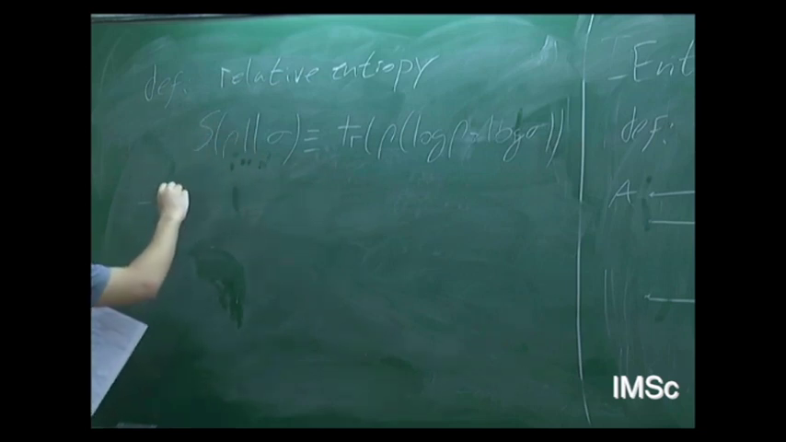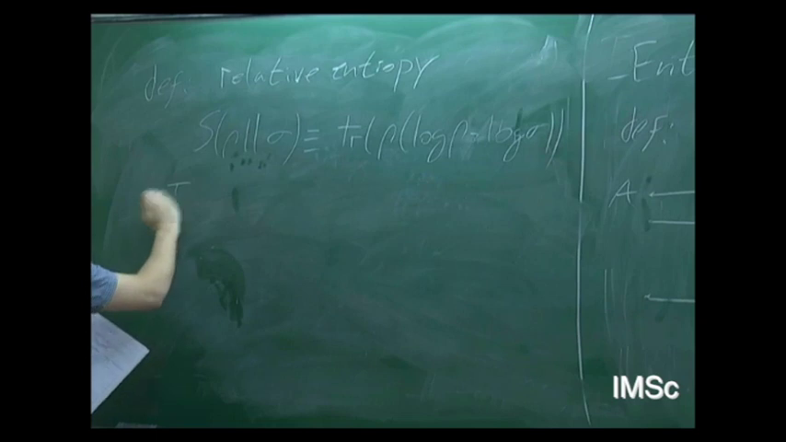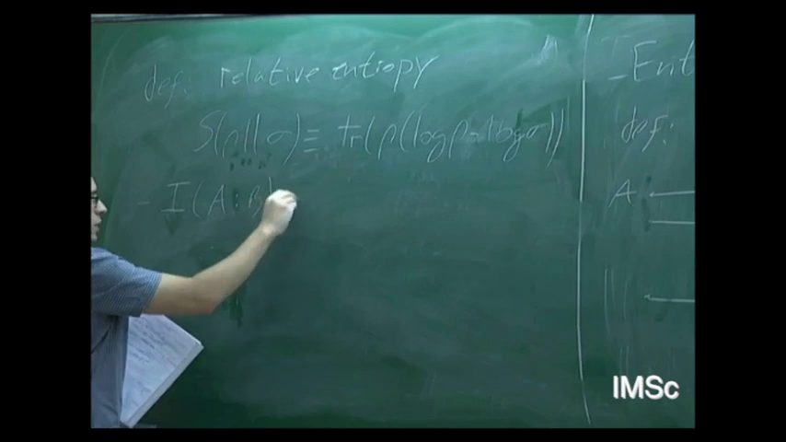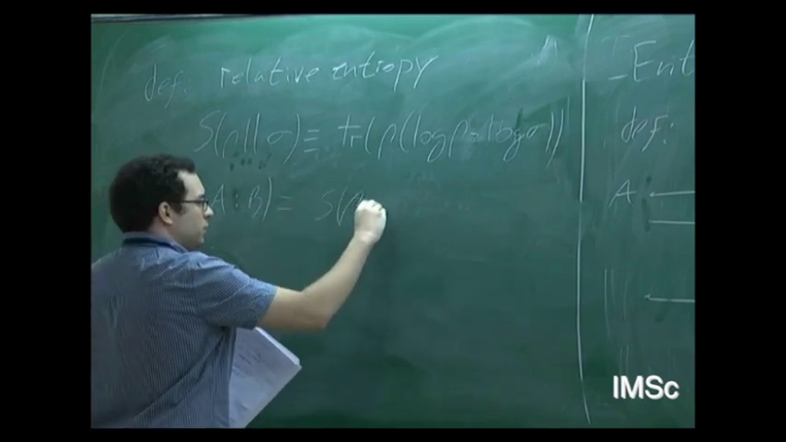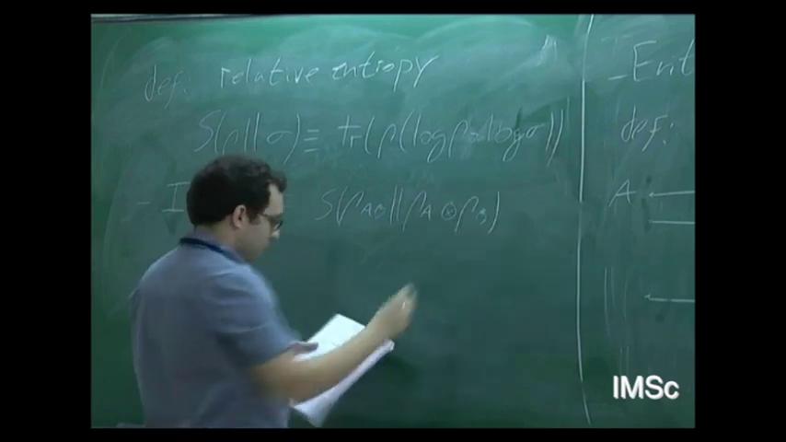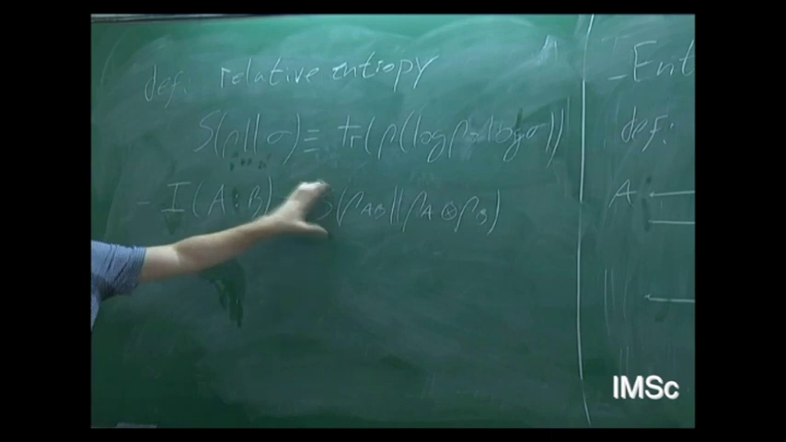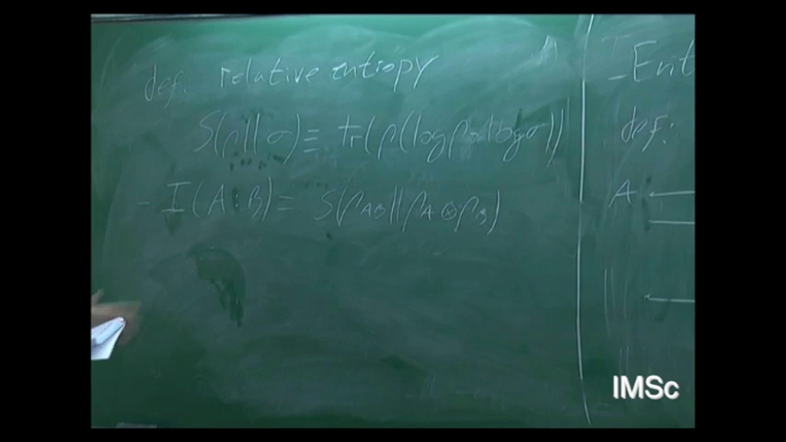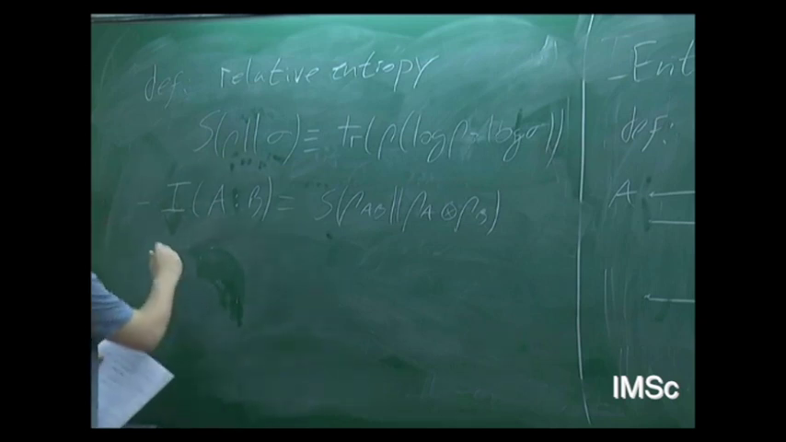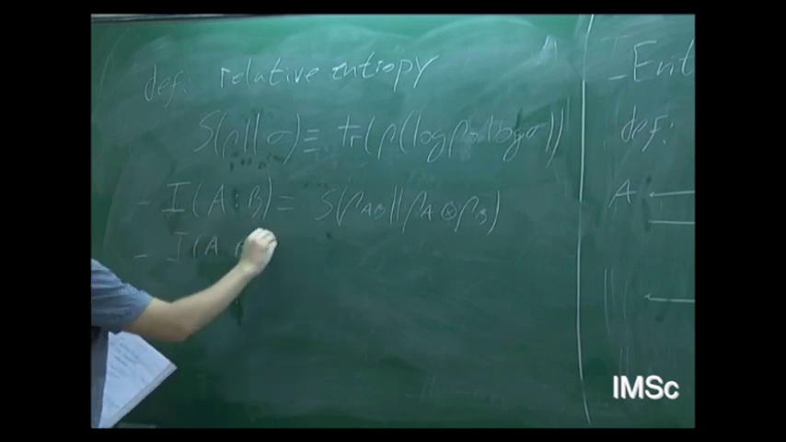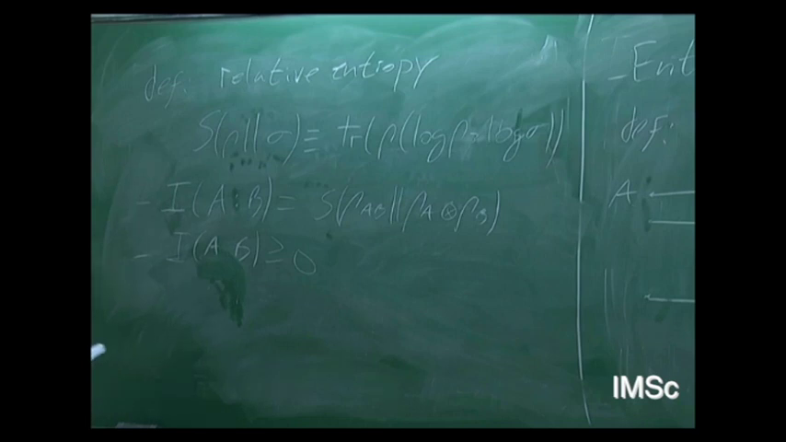But for now, I'm introducing this because we can write the mutual information of AB as a relative entropy between rho AB and the reduced states, rho A tensor rho B. And this is really the way to prove all the properties that I'm going to tell you now. We know many properties about this. Some of those we will see in the afternoon, how to prove. But this implies first that the mutual information is always positive. Right, it makes sense. It's a measure of correlations. We cannot have negative correlations.